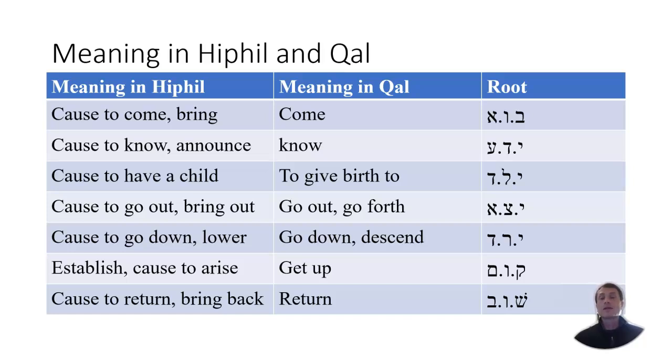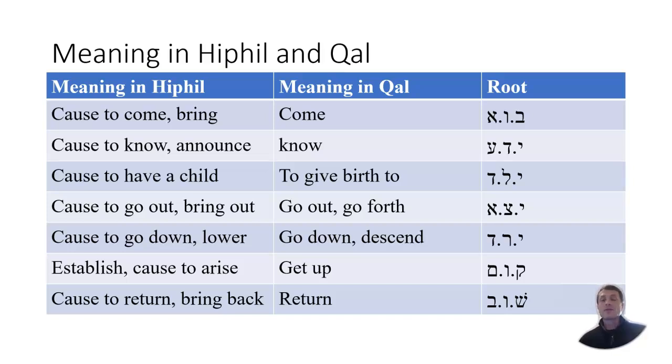Below that, we have the word yada, to know. In the kal stem, it means to know. In the hifil stem, it means to cause to know or to announce something. Below that, we have the verb yalad, which means to give birth to. In the hifil, it means to cause to give birth to. One of these verbs obviously is typically used of the mother, one is typically used of the father. Below that, we have the verb yatsa, which in the kal stem means to go out or go forth. In the hifil stem it means to bring out or to cause to go forth.